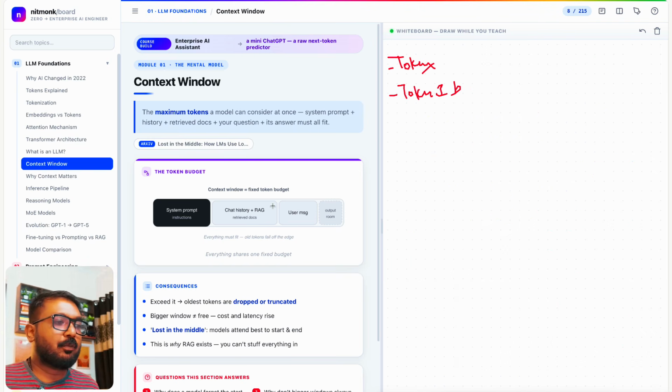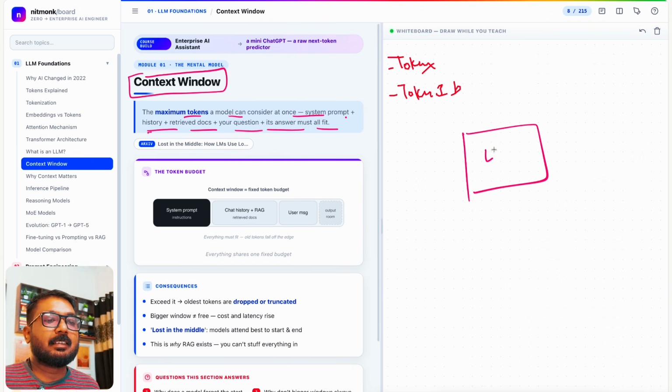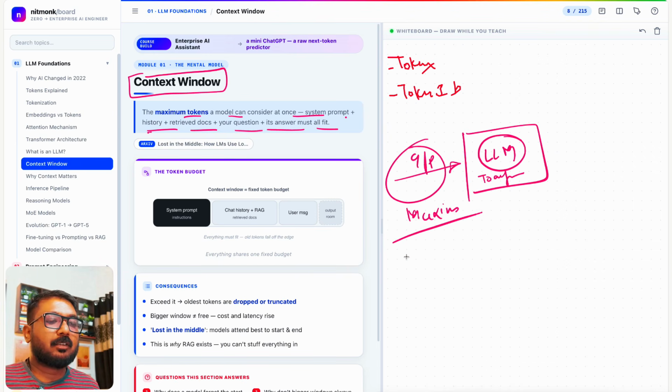Now let's dive into the new topic, the context window. Let's see what happens in the context window. It is the maximum number of tokens a model can consider at once: system prompt plus chat history plus retrieved docs plus your question, and the answer must all fit. Basically, when we build an LLM, it has a transformer, and the input it takes has a maximum number of tokens.